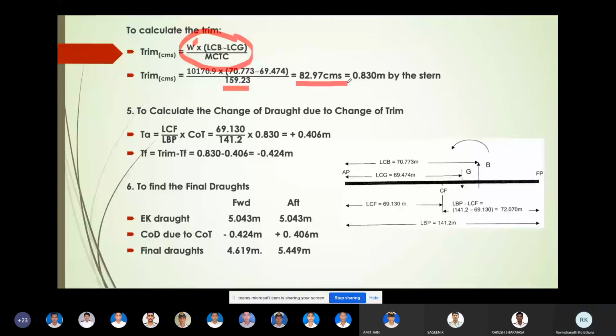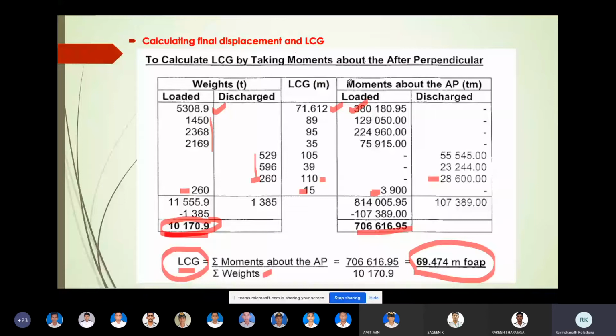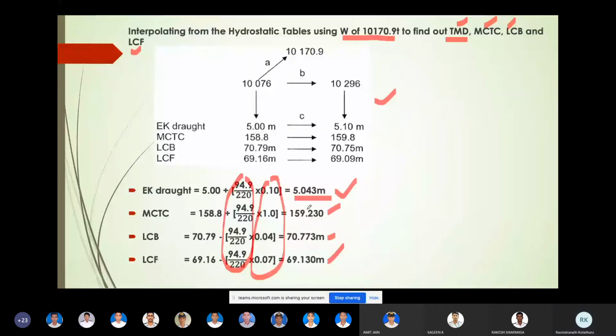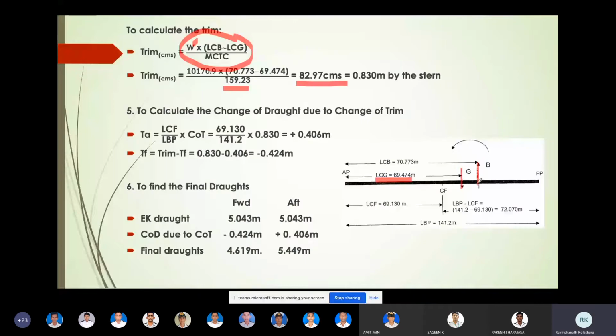69.47. So I will mark 69.47 as the G value. But my LCB value is 70.773, which is actually more. So my B will come more here. Since G is aft of B, it will be a stern trim. Okay, so this will be by stern.